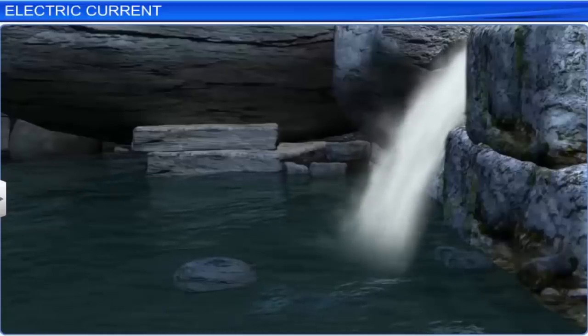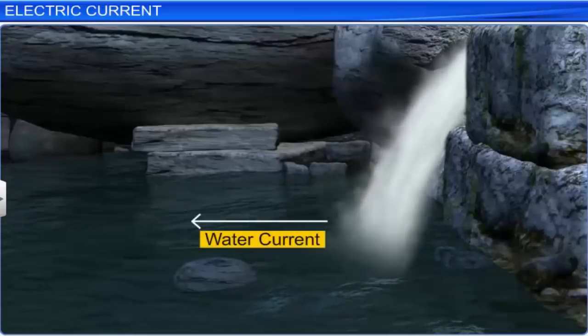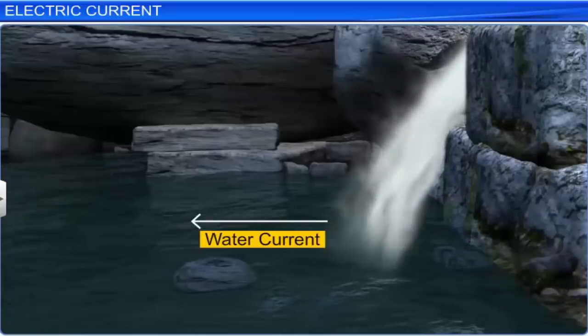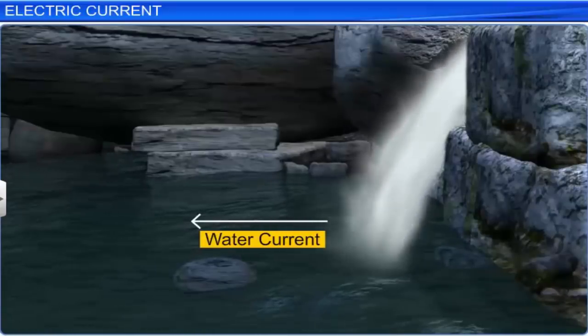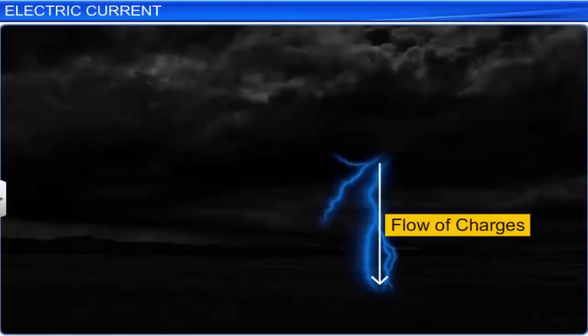Just as flowing water in a river constitutes a water current, moving charged particles constitute an electric current. During lightning, charges flow from the clouds to the earth. This flow of charges is not steady but momentary.